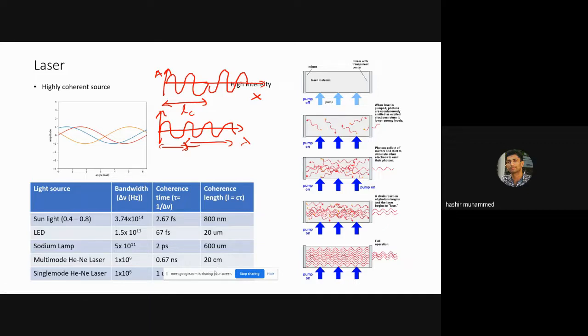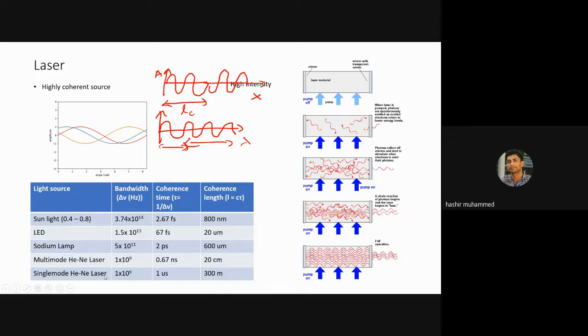I don't know if you see. Okay. So if you look at the single mode helium neon laser, you can hide that. You can click on the hide and it will disappear. Okay, thanks. Okay, single mode helium neon laser.